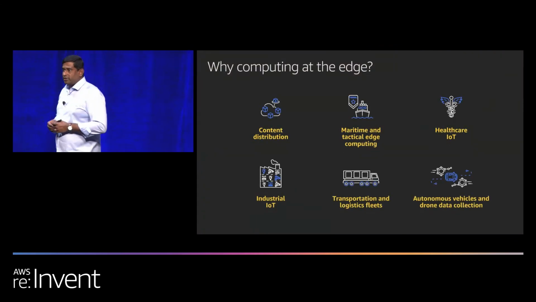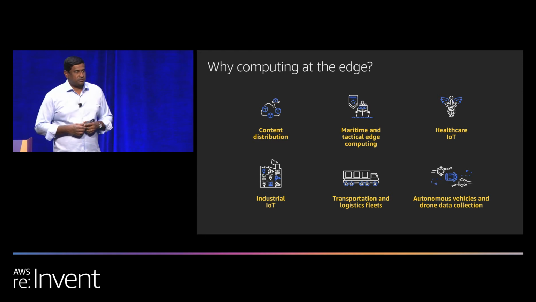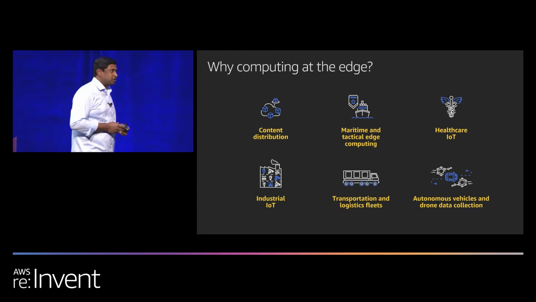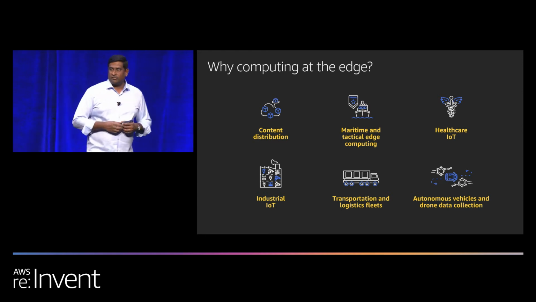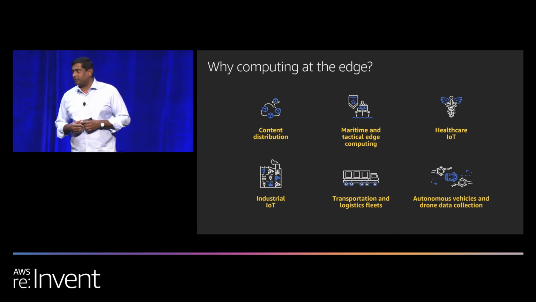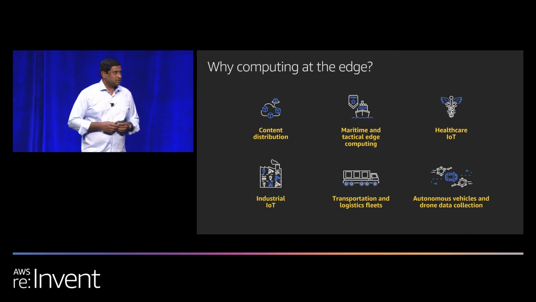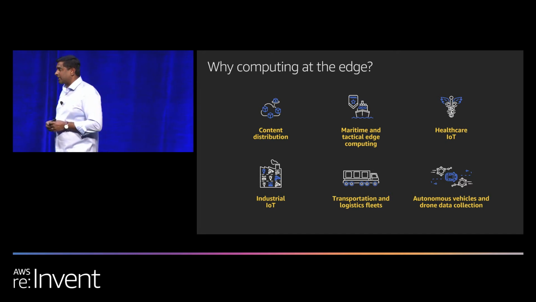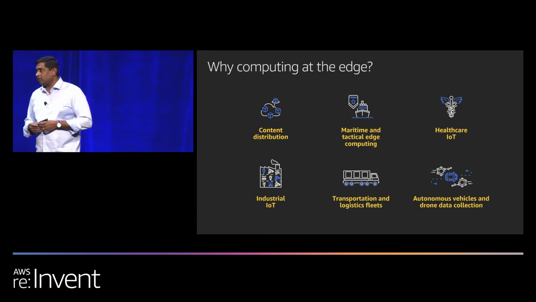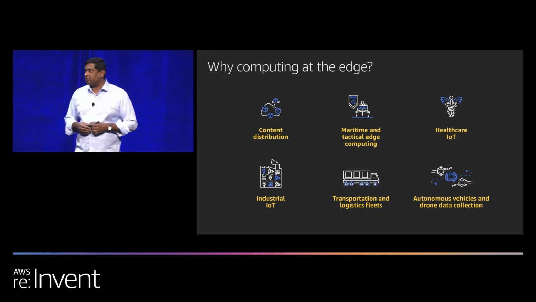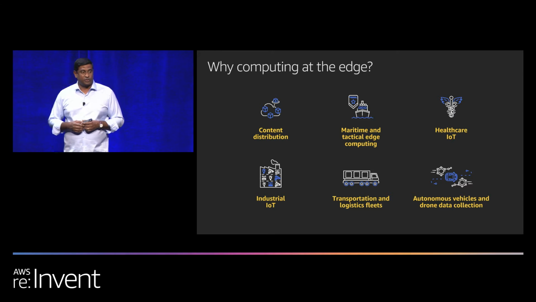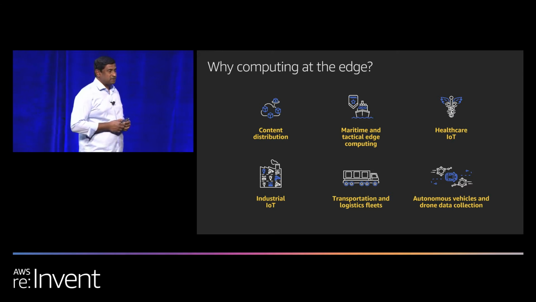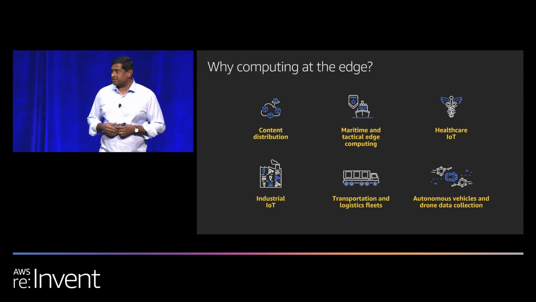So where do customers run computing at the edge? Customers use the Snowball Edge device for edge computing in environments where there's intermittent network connectivity, such as factory floors, industrial sites, or in transportation. They also use the Snowball Edge for edge computing in environments where there's no network connectivity, such as ships or in defense installations.